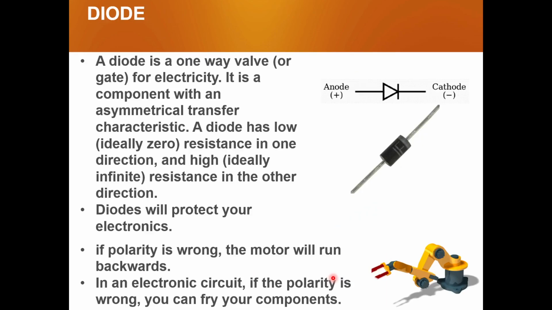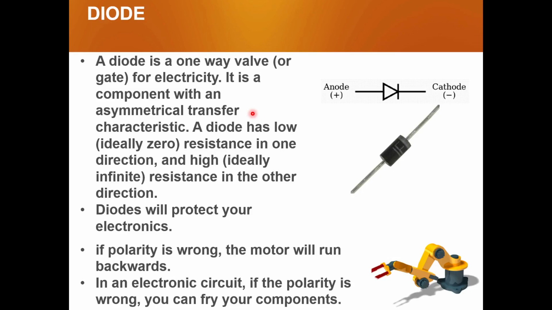Then we have the diode. In a diode also we have one end as positive and the other as negative. This is the diode symbol on the right side, and this is our figure of a real diode. Okay. So a diode is a one-way valve or a gateway. It's like a one-way road. You can go from only one direction. You cannot come back from that road. You can only go. You cannot come back. So it is a one-way for electricity. Electricity can only go through it but cannot come back. So it is a component with asymmetrical transfer characteristics.